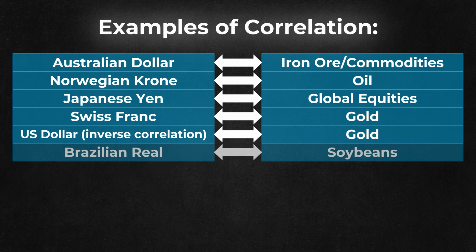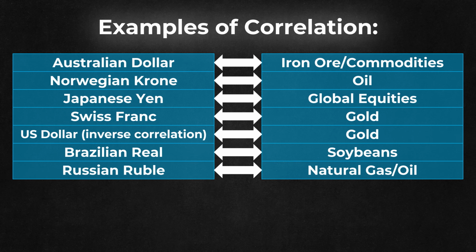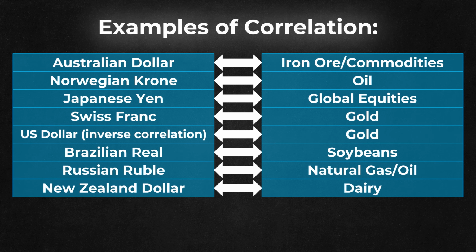Brazil is a leading global exporter of soybeans. The Brazilian real often shows correlation with soybean prices due to the importance of agricultural exports to the Brazilian economy. As one of the world's largest energy exporters, the Russian ruble frequently correlates with global oil and natural gas prices. New Zealand's economy relies heavily on dairy exports. The New Zealand dollar often tracks global dairy prices.